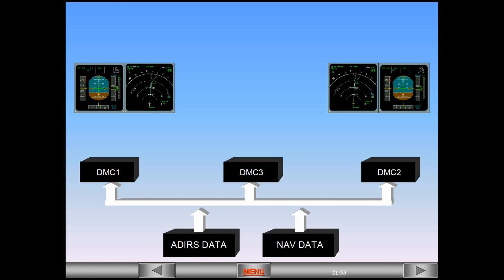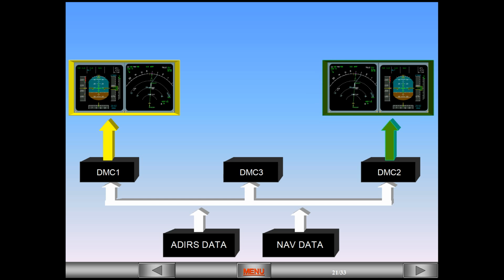The three identical DMCs process the data and generate the images to be displayed. Under normal circumstances, DMC-1 supplies EFIS information to the captain's PFD and ND. DMC-2 supplies the first officer's PFD and ND. DMC-3 is available as a backup.